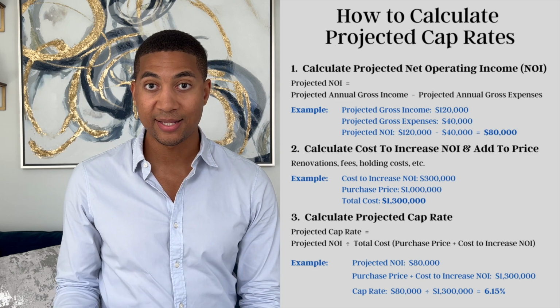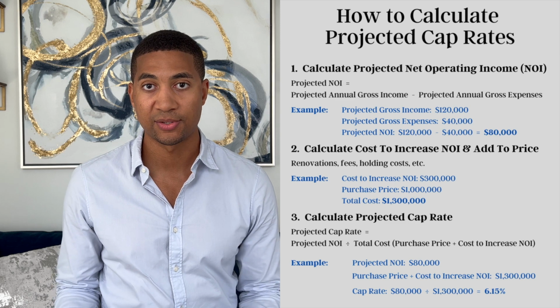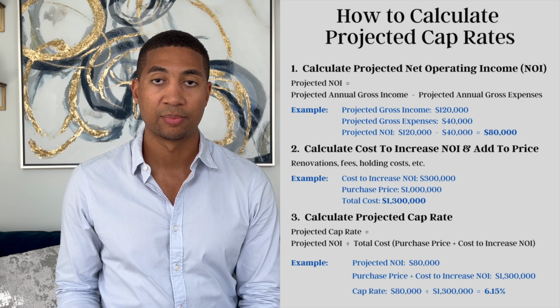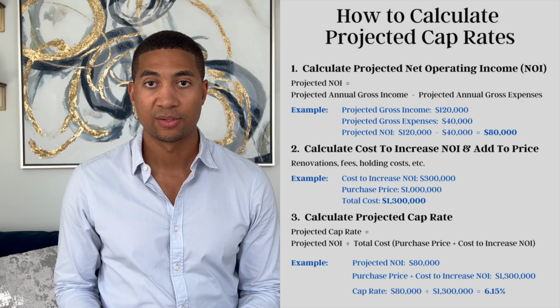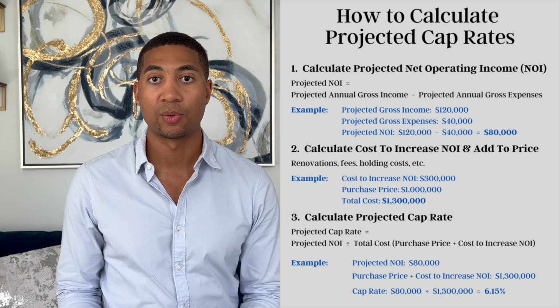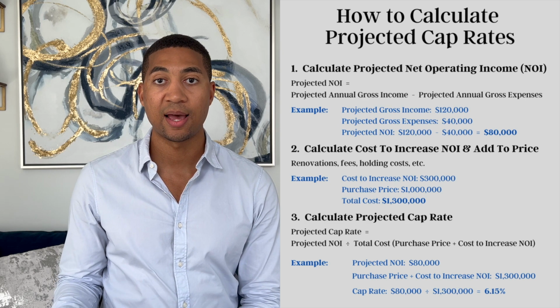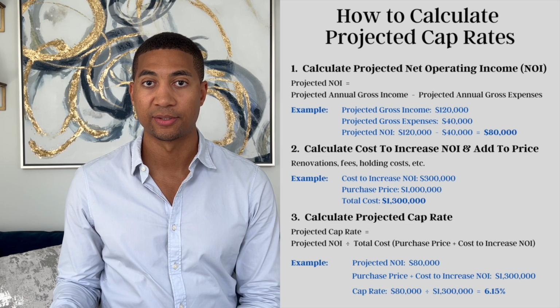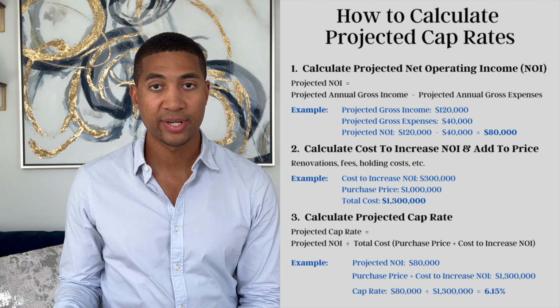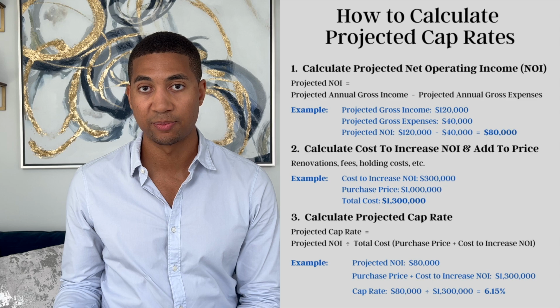Now, in order to get to that $120,000, maybe you have to put in $300,000 of renovations, plus broker fees, everything like that. So now your new cost basis is $1.3 million. So what you're going to do is take the $80,000 NOI, divide that by the $1.3 million, and that gives you 0.615, which calculates to a 6.15% cap rate.